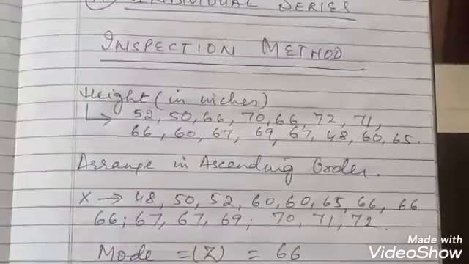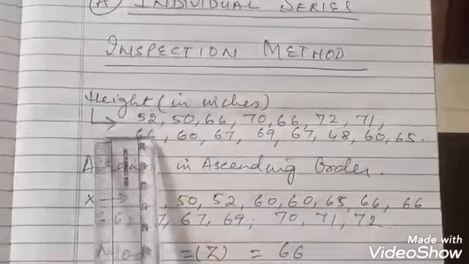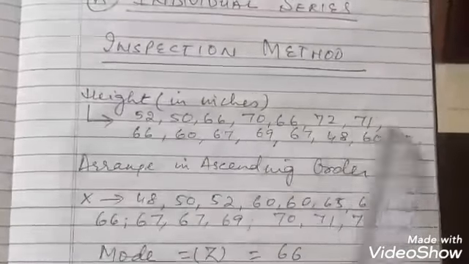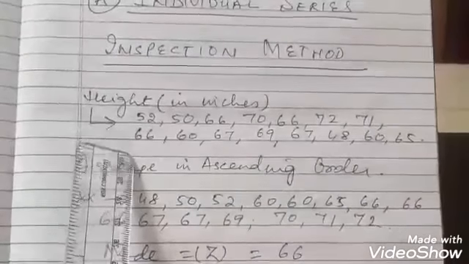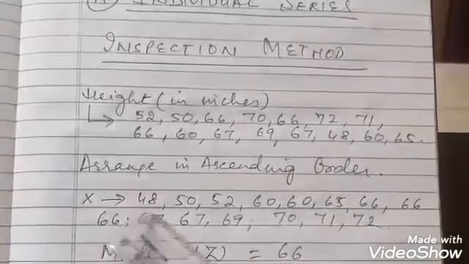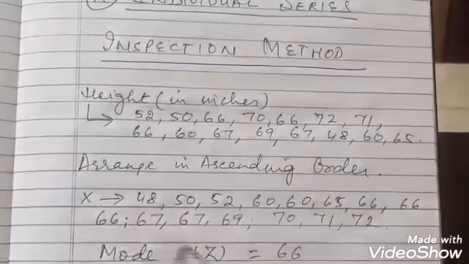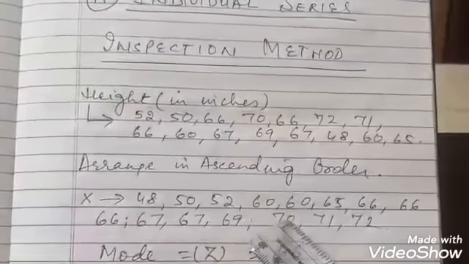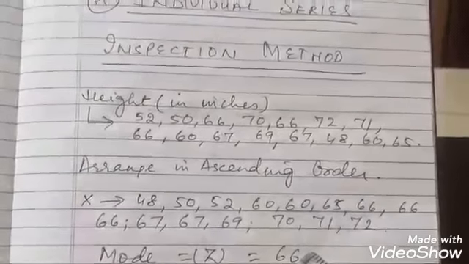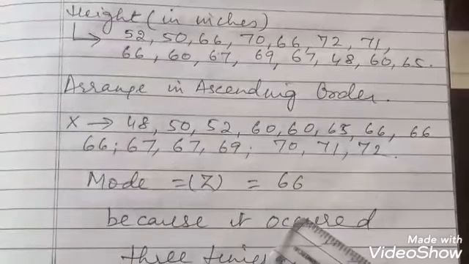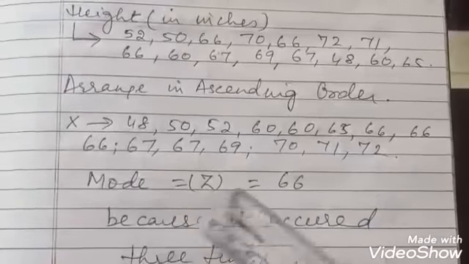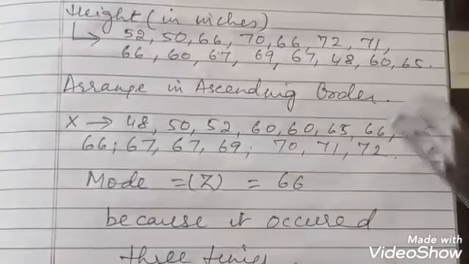इसमें क्या होता है? You have height given to you as an example, 52 onwards in inches up to 65, right? You have a continuous value of x given as height. Now what you are going to do is arrange it in ascending order like I have done it, 48, 50, 52 and so on. We are going to observe which value of x, which height, is repeated the maximum number of times. It is 66 inches. So the mode of this particular series is 66.